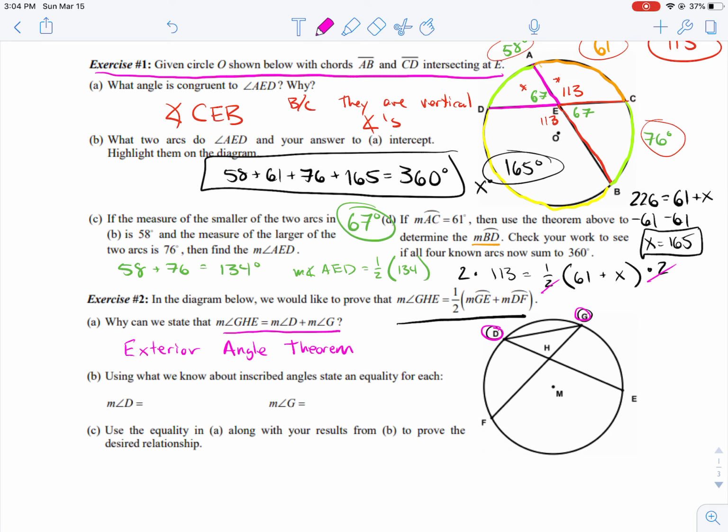We're talking about this one right here. We know that the inscribed angle is 1/2 the measure of that arc. So we'd say angle D is 1/2 the arc of GE. And then angle G, I'm sorry, is equal to 1/2 the measure of DF.